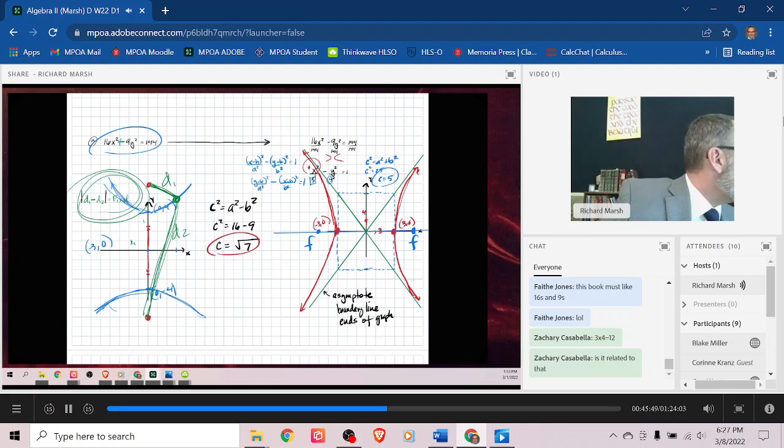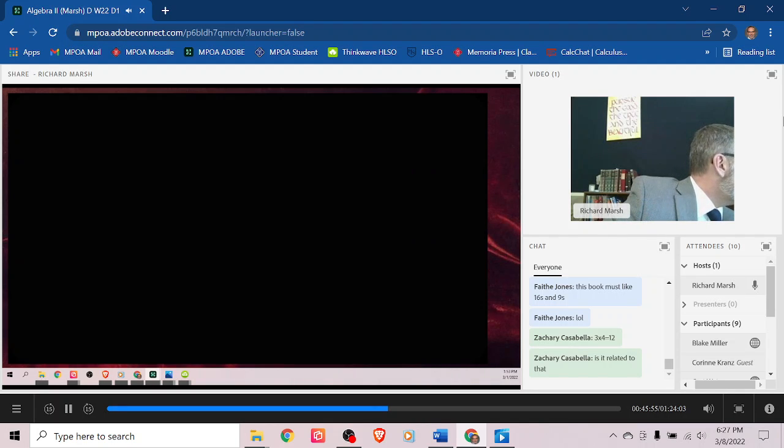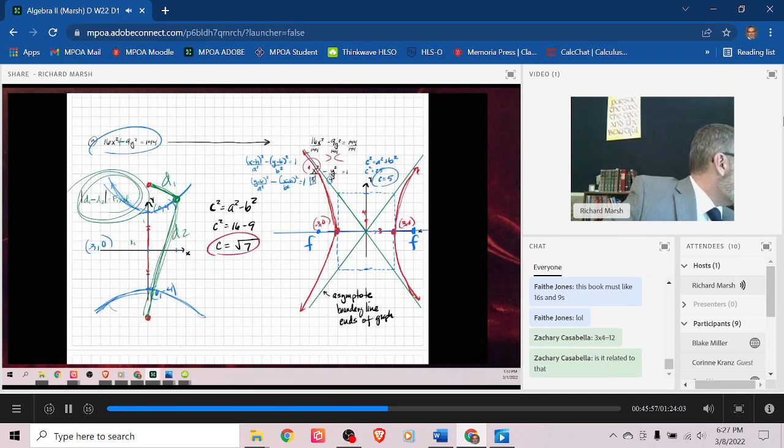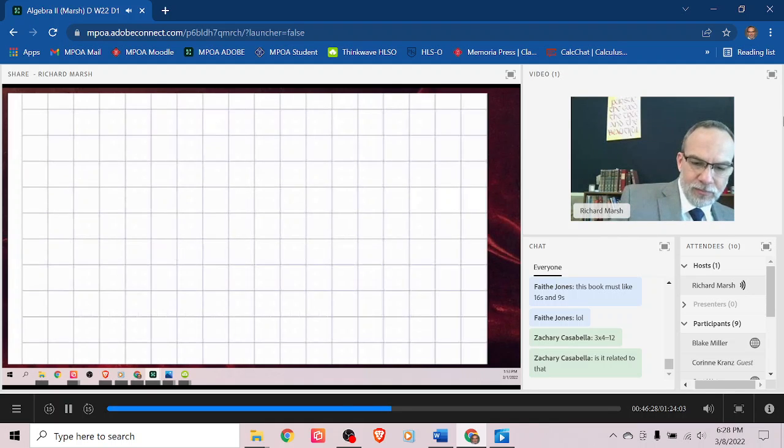I'm going to jump ahead now and let's talk about something. Let's do number... Nope, don't want to do that one. I don't want to do an odd one because you're assigned to the odd ones. Let me do number 12, but I'm going to change the order. So this is similar to number 12.